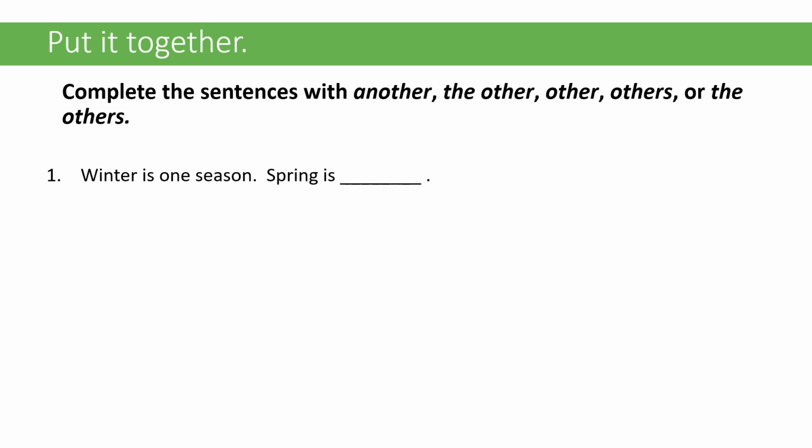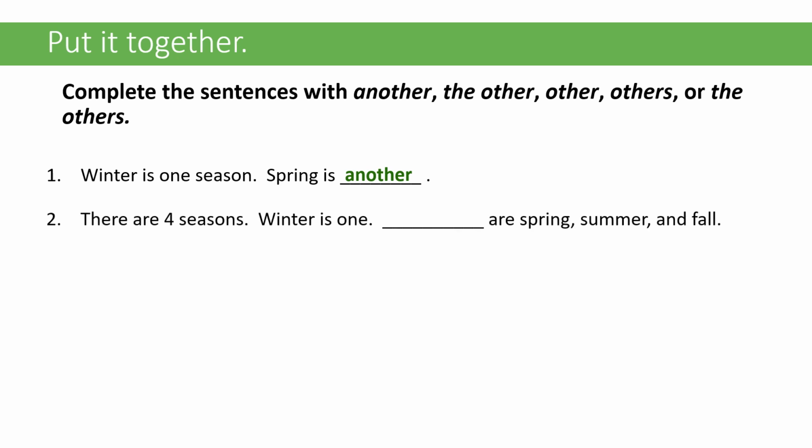Complete these sentences with another, the other, others, or the others. So winter is one season. So think about this. Here, how many seasons do we have? Do we have just two, winter and spring, or do we have more than two? Well, here we have more than two. So spring is another, because it's not the last one in the group. There are 4 seasons, okay? Winter is 1. So now we're listing all of the rest in the group. The others are spring, summer, and fall.